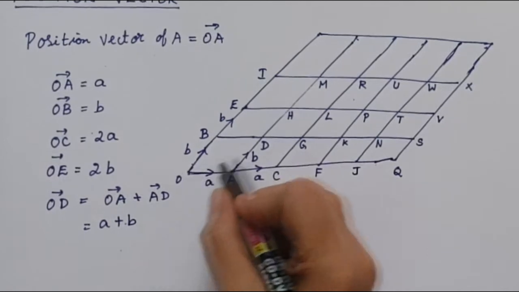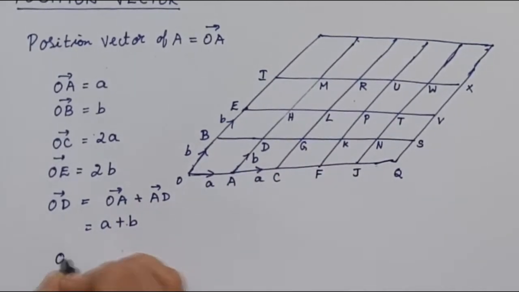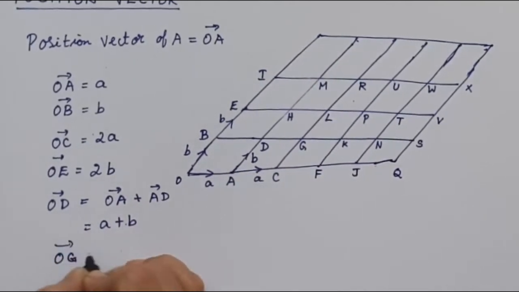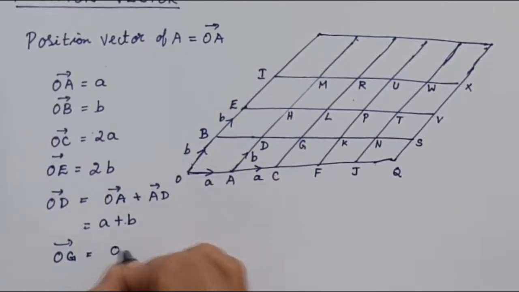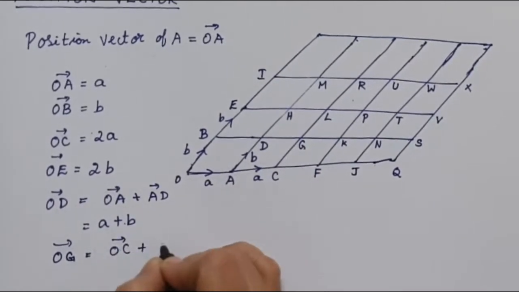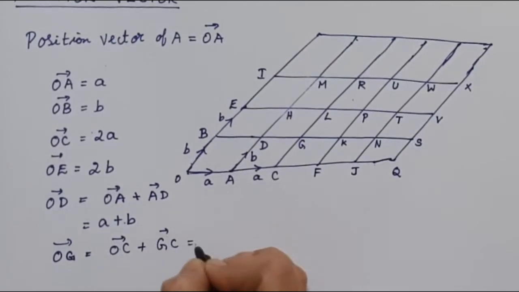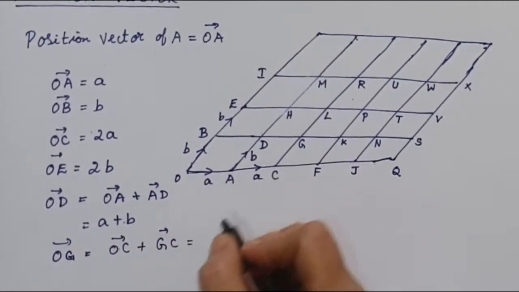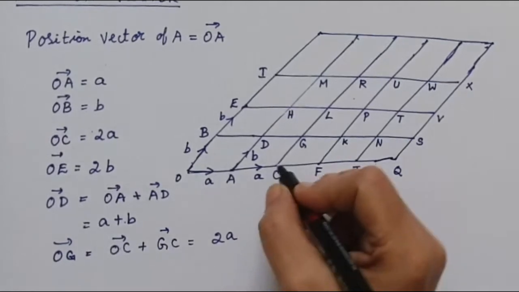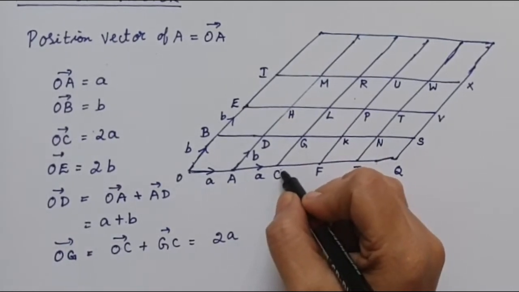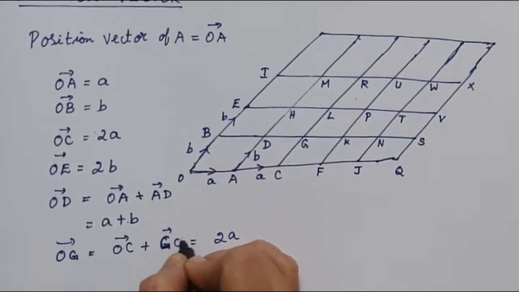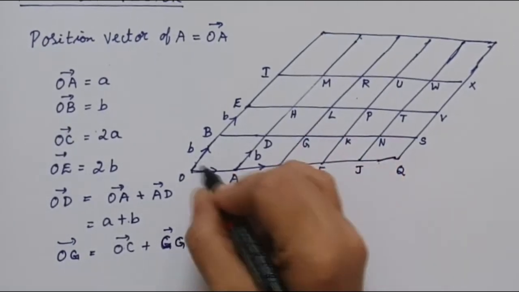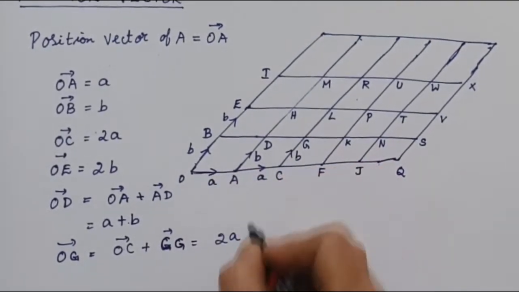Suppose if you have to find OG, vector OG can be written as OC plus CG. Our OC is A plus A, that is 2A. And then CG is parallel to it, so it is a B.